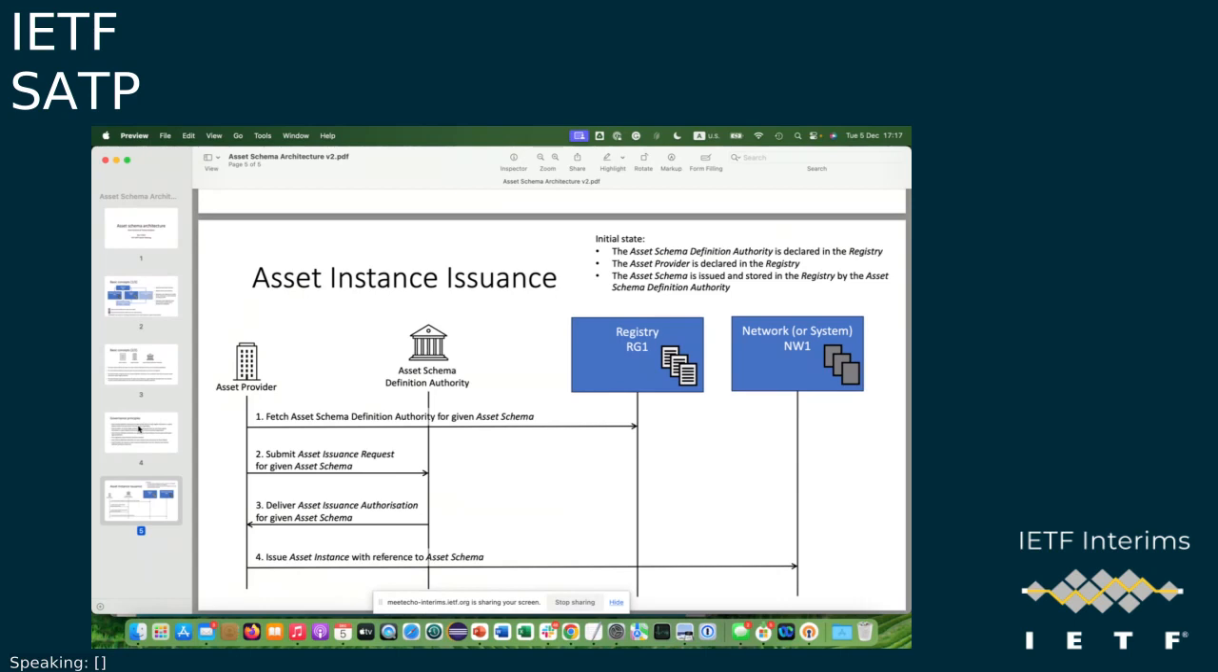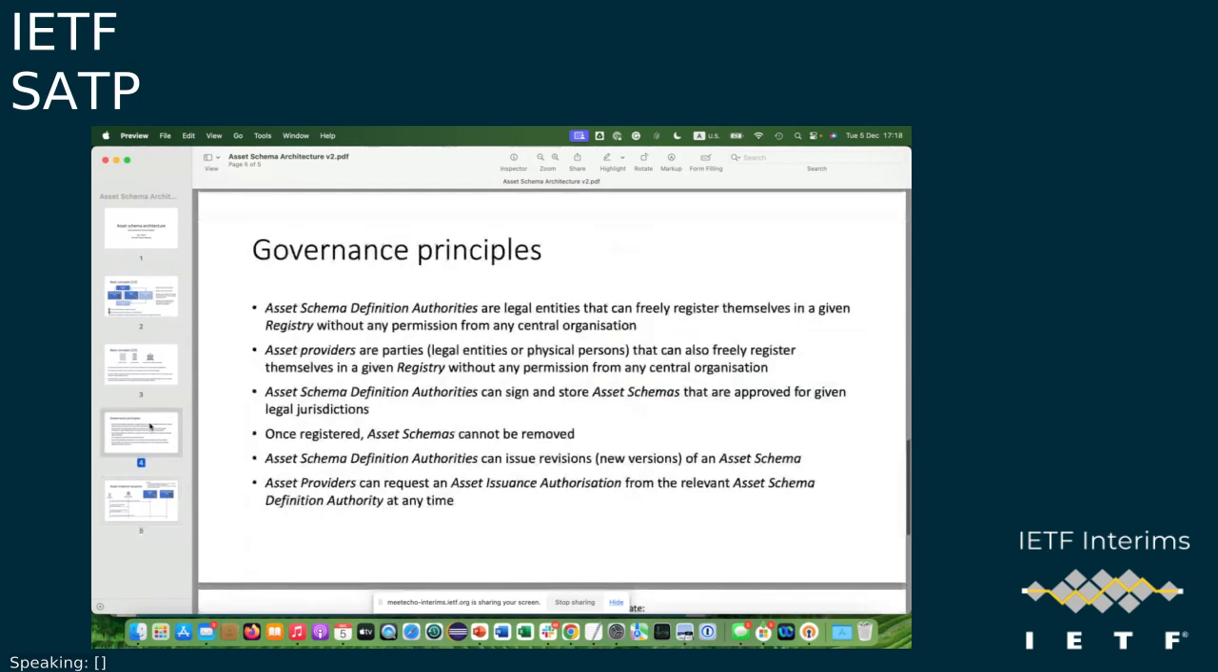So of course we're going to continue to elaborate on that, and we're going to email all this in the mailing list. Now there is one thing that has to do with the governance. Actually, what we are contemplating here with Thomas is something which is quite open. So you can have the schema definition authorities that can freely register themselves in a registry, as well as the providers that could be legal entities or physical persons. They can also freely register themselves in a registry without having any sort of central organization that allows the writing on the registry. It is basically something that follows the principle that we discussed in previous IETF. It's that if a gateway trusts the specific legal entity, then it can continue to execute the SATP transfer.